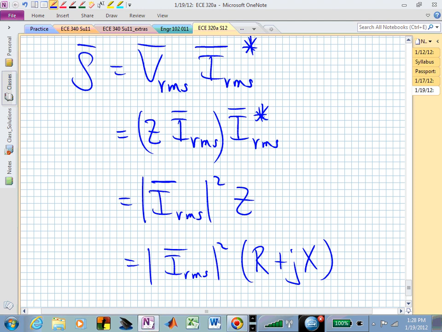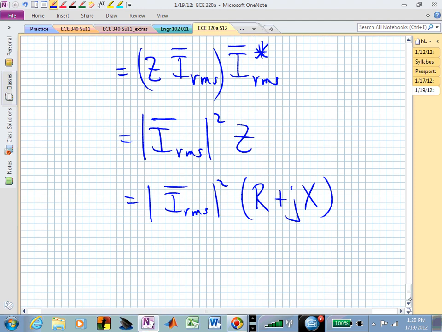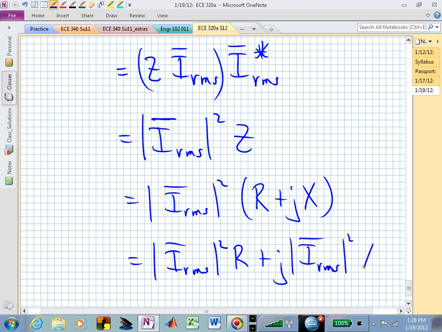If I formally perform this operation, I end up with I RMS squared R plus J I RMS squared X. And what can we say about that formula? This is still the complex power.